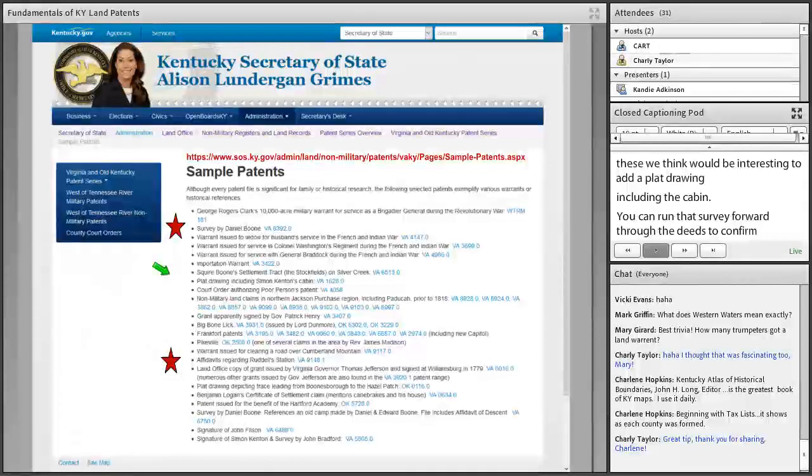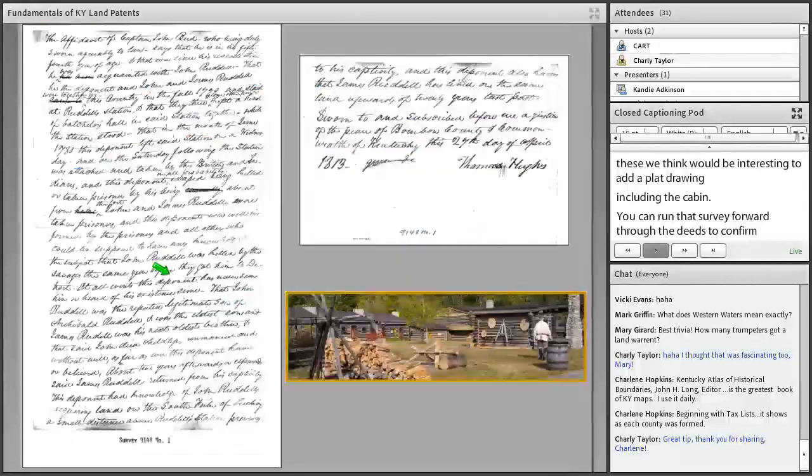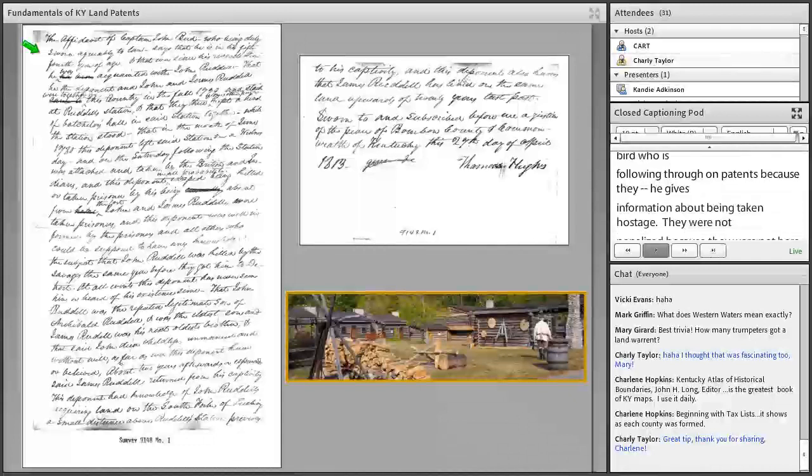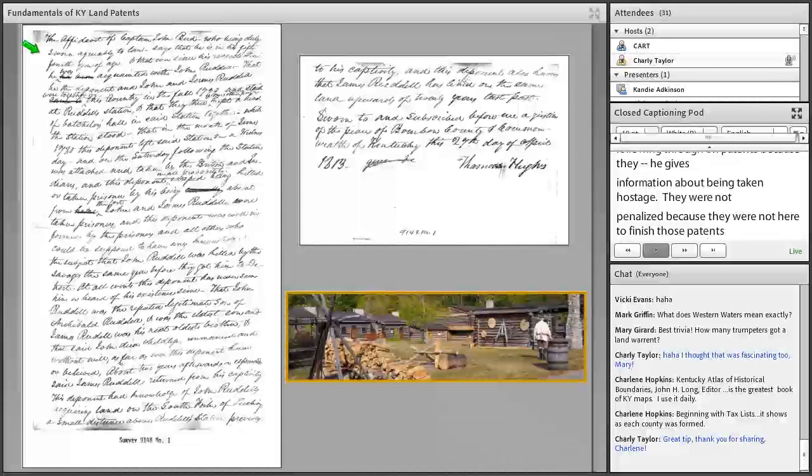Let's see one of those. Here you go. Ruddle Station, they couldn't finish up their patents because they were captive. And this is the affidavit of Captain John Bird, who is following through on patents, and he gives information about being taken hostage. They were not penalized because they were not here to finish those patents because they were captive. The law allowed them to proceed. And those affidavits are very interesting to just even read passively.